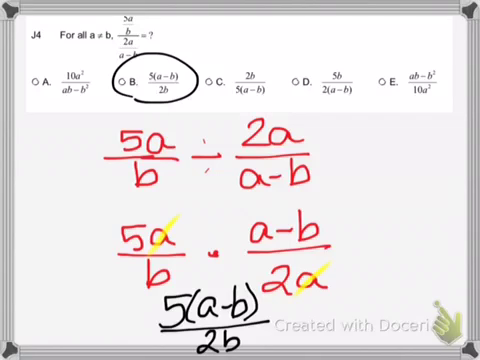Remember, you can't divide fractions, so you leave it, change it, flip it. So I flipped the second fraction, and I canceled my a's with the yellow marks, and that left me 5 times a minus b in my numerator and 2 times b in my denominator. So the answer is B, 5 parentheses a minus b over 2b.